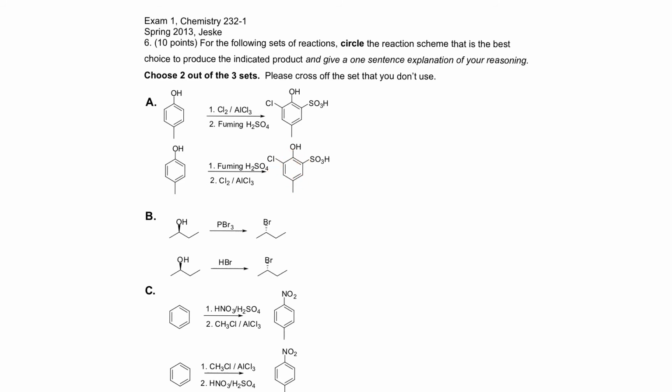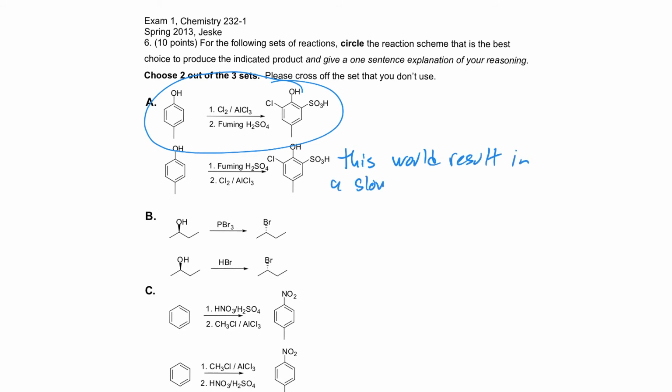So I think that the top choice is the best one, and really I think it's as simple as that. The bottom choice would result in a slower, more difficult second step because we are deactivating the ring strongly with our SO3H group. Let's look at B.